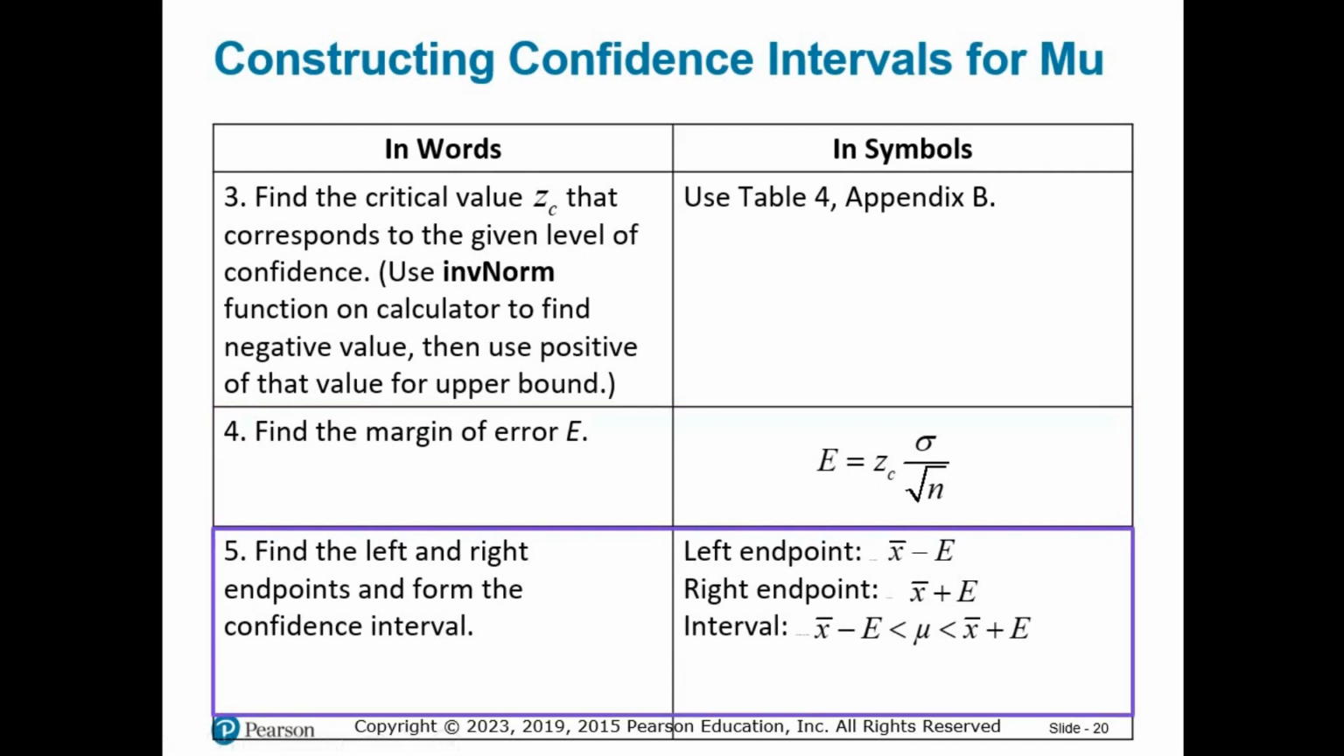Lastly, find the left and right endpoints to form the confidence interval. This is done by subtracting your result from the last step, your margin of error, from X bar to get the left or lower bound, and then adding it to the X bar to get your upper bound. The result will be your confidence interval. Let's practice this process with an example.